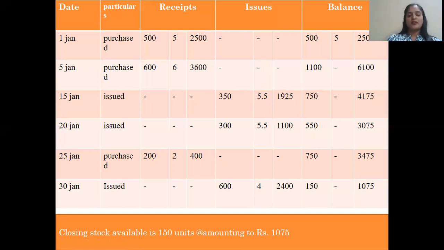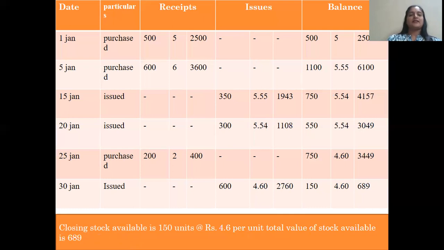Now, let us move on to the weighted average method. See here, on 1st Jan purchased 500 at the rate of rupees 5 amounted to 2500. What is the balance? Immediately after the purchase, go for the balancing. 500 at the rate of rupees 5 amounted to 2500. On 5th, we have purchased 600 at the rate of rupees 6 amounted to 3600. Immediately after the purchase, go for the balancing.